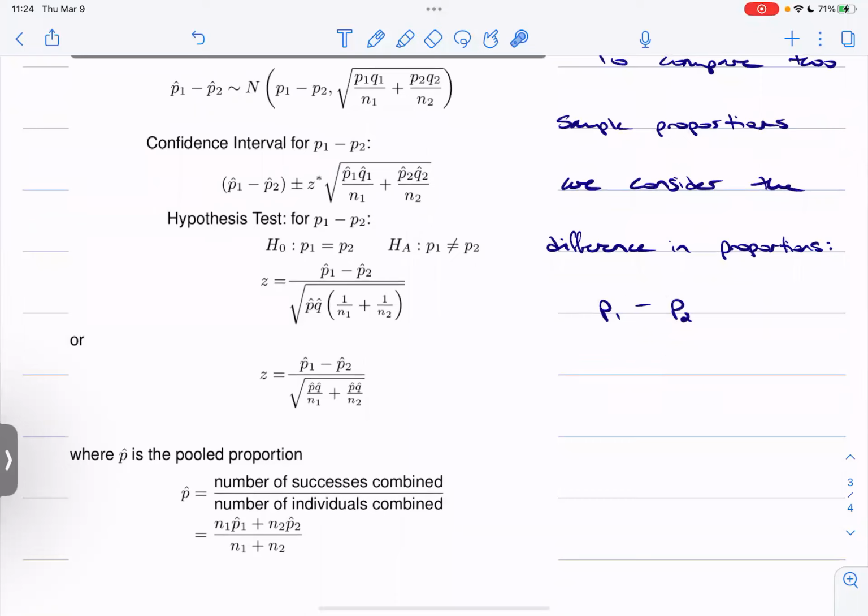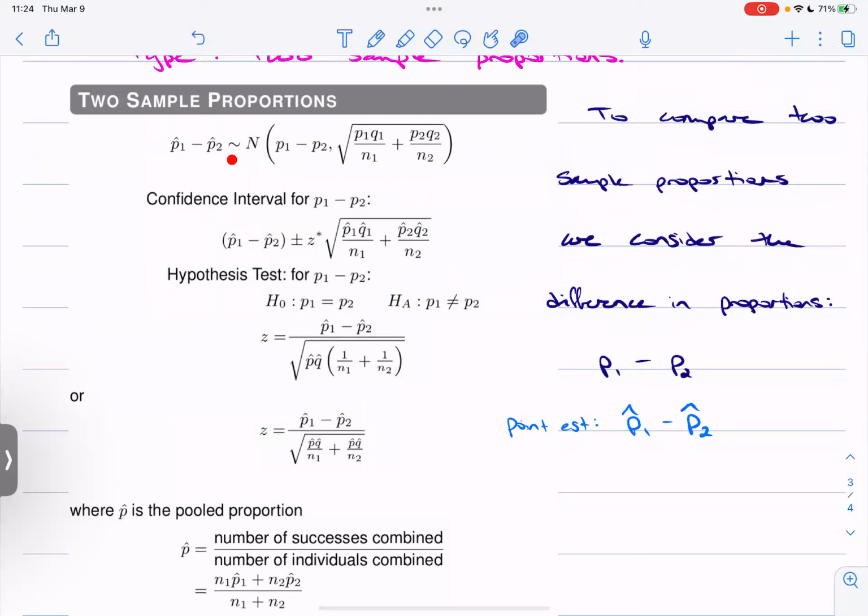So what's your point estimate going to be? Well, if I want to learn about P1 minus P2, then my point estimate is going to be P1 hat minus P2 hat. I give you this kind of large looking sampling distribution of P1 hat minus P2 hat. It still follows a normal distribution centered on P1 minus P2, which is what we want. We want to learn about how P1 minus P2 behaves. And then the standard error, we're just going to ignore for now because it's quite large. It does change a little bit depending on if you want to do a confidence interval or a hypothesis test, which we saw before as well.